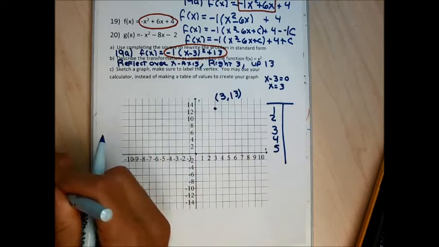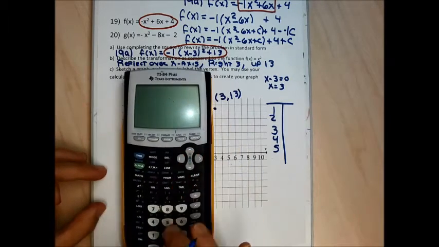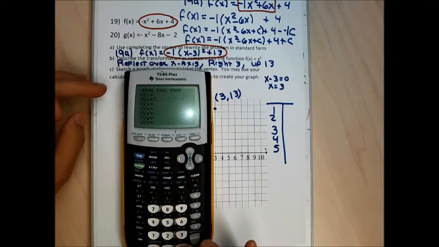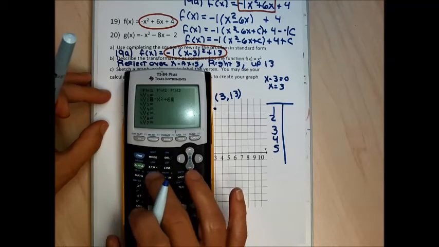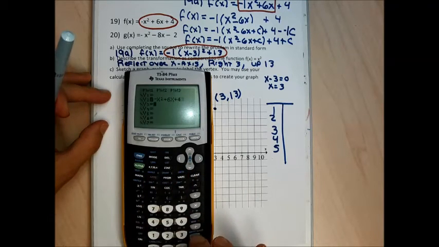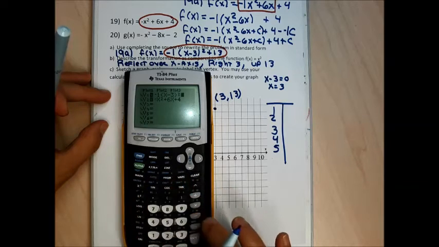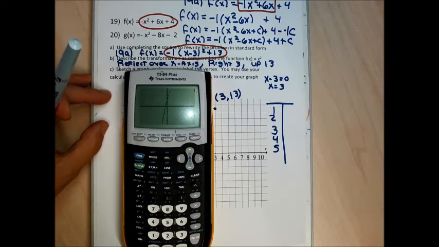If when I graph it I see two distinct graphs, I made a mistake. In fact, let me show you what happens if I make a mistake. Let me enter these functions: negative x squared plus 6x plus 4, and then negative 1 times x minus 3 squared plus 13. Because I think my answer is right, I should only see one graph. I should change my window a little bit in a second.